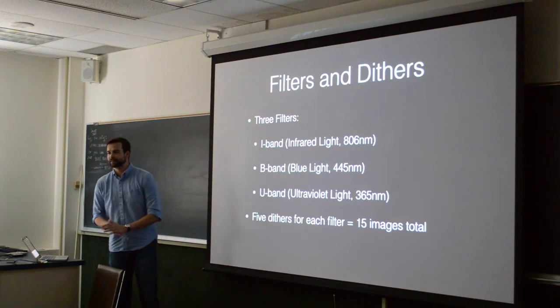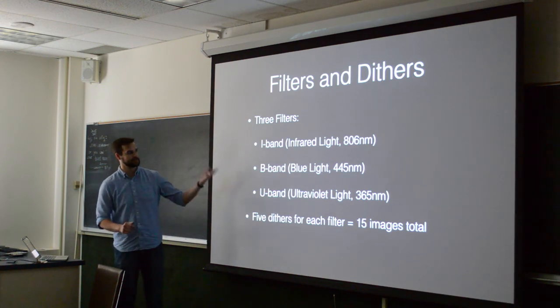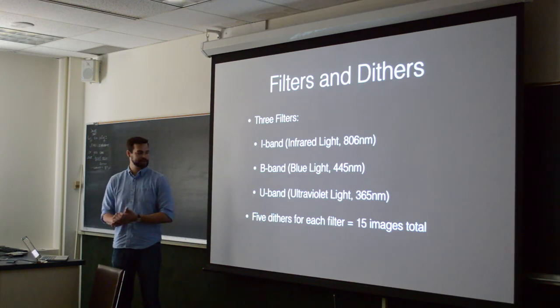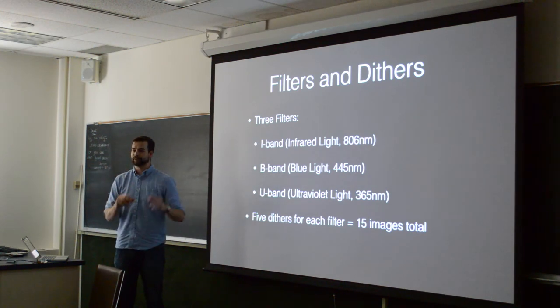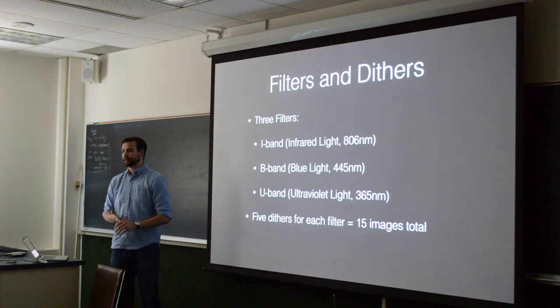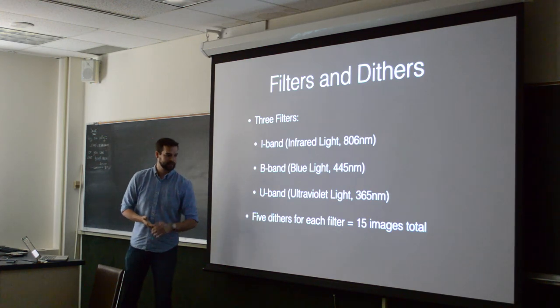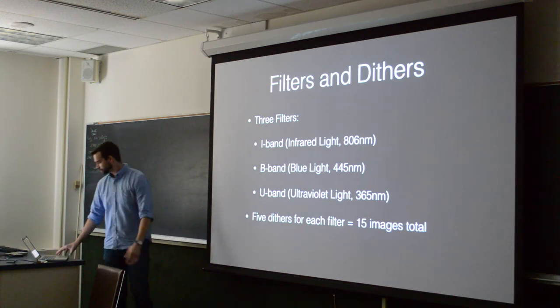Three filters were used on the imager, and filters only allow a certain wavelength of light through. So the I-band filter allows infrared light, V-band for blue light, and U-band for ultraviolet light. Then for each filter, Tom took five dithers, which is just a fancy way of saying offset images. You take a central image and four offset images around there. The reason you do that is to decrease the contribution from bad pixels or scratches that might be on the imager. If you just took one image and there's a scratch, anything behind that would be undetectable. So that's why dithers are taken. Five dithers, three filters, we end up with 15 images total.